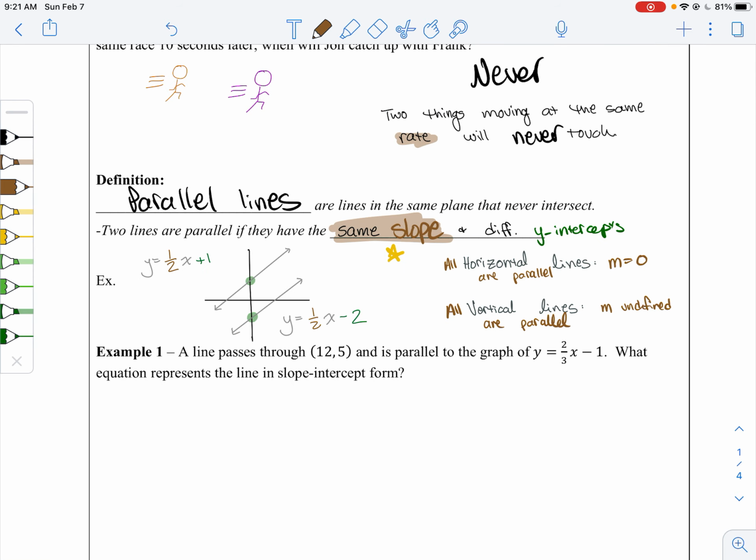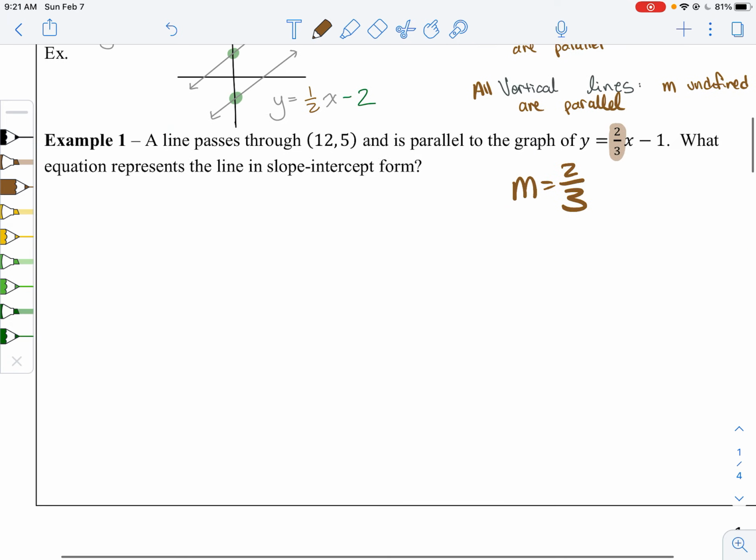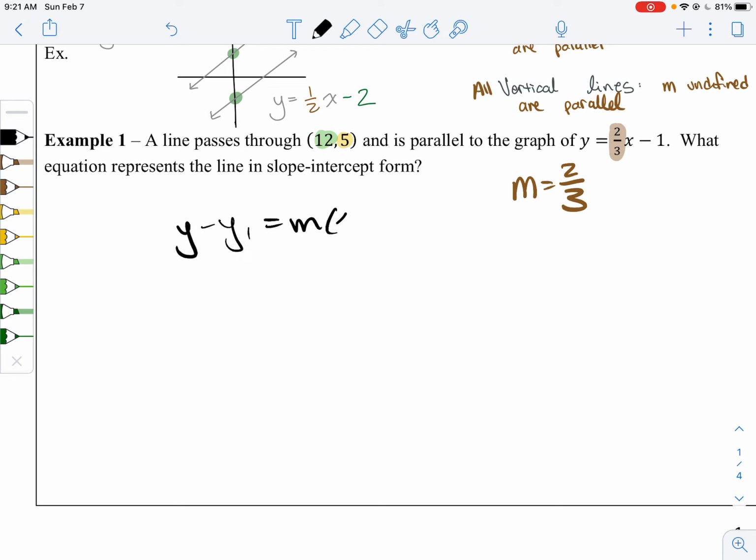Okay, so since parallel means same slope, we want to write the equation of a line that's parallel to this line. We know our slope needs to be 2/3 because it needs to be the same as this other line. And we know a point that it passes through, 12, 5. We know a point, we know its slope, so let's use point slope form. Remember that point slope form is y minus y1 equals m times x minus x1. We're going to take our point and plug that in, and our slope as well.